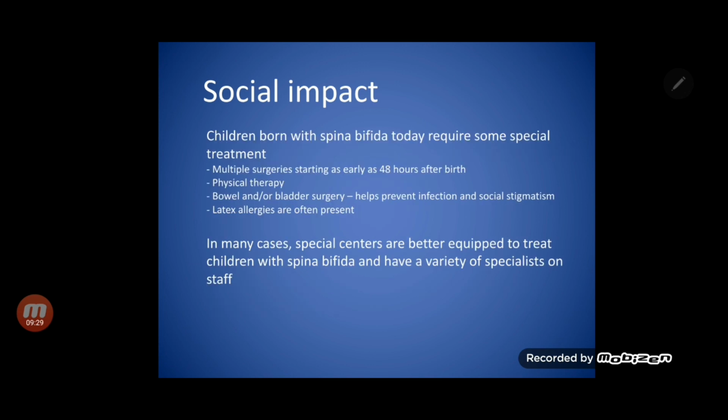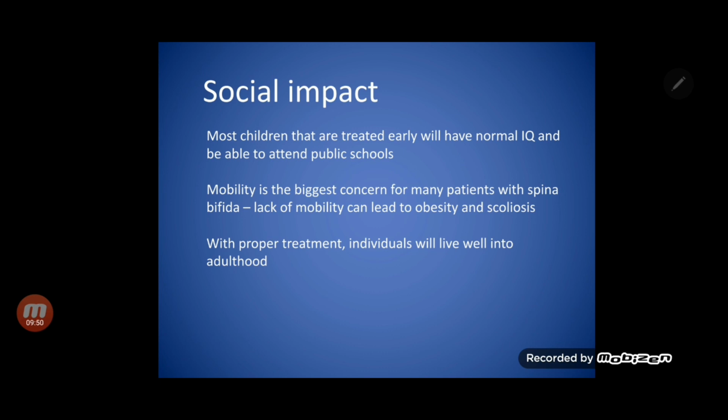Children born with spina bifida today require some special treatments, including multiple surgeries starting as early as 48 hours, physical therapy, and bowel and bladder surgery. In many cases, special centers are better equipped to treat children with spina bifida, and they have a variety of specialists on their staff. Most children who are treated early will have a normal IQ and be able to attend public schools. Mobility is the biggest concern for many patients with spina bifida. With proper treatment, individuals will live well into adulthood.